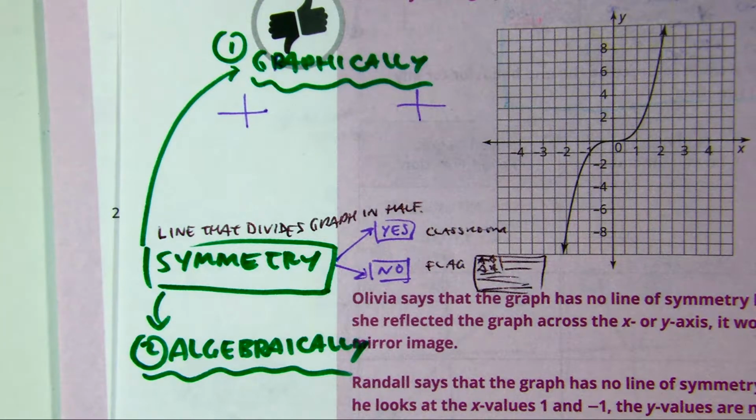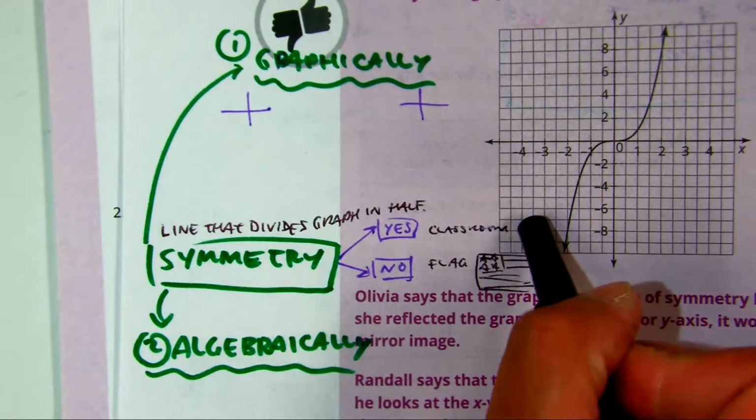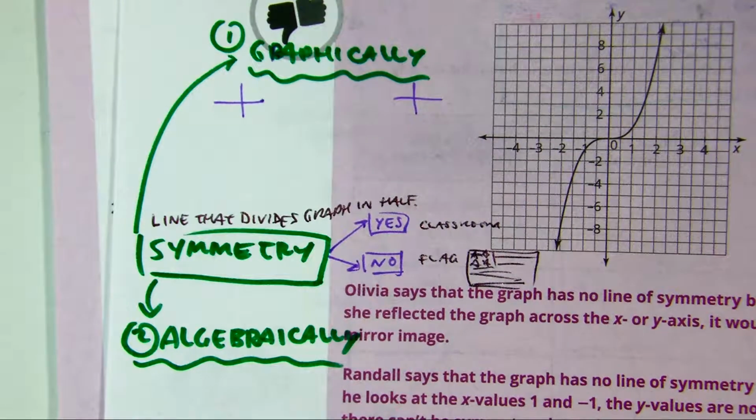Okay, now I want you and your partner to think of a letter. What are you thinking of? Capital or lowercase? Give me an example that is symmetrical and not symmetrical. Ready, set, go.